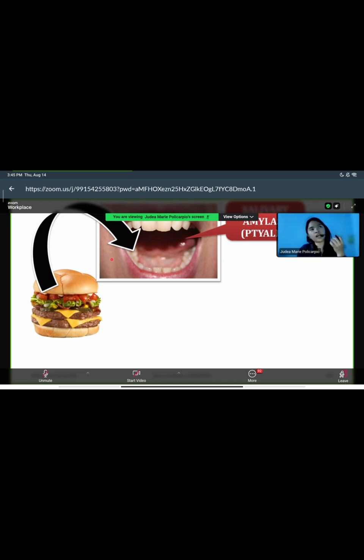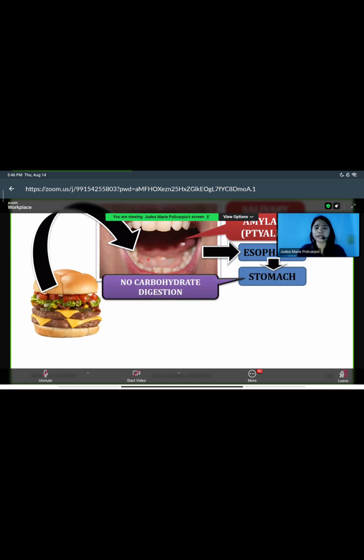Usually after chewing it 1, 2, or 3 times, we automatically swallow the food down from the mouth, down to the esophagus, papunta sa ating stomach. Okay, ma'am, matutuloy na ba sa stomach yung carbohydrate digestion? Unfortunately, walang carbohydrate digestion na magaganap sa stomach.